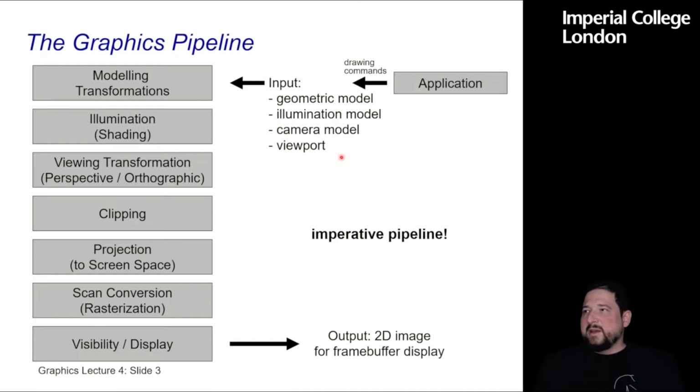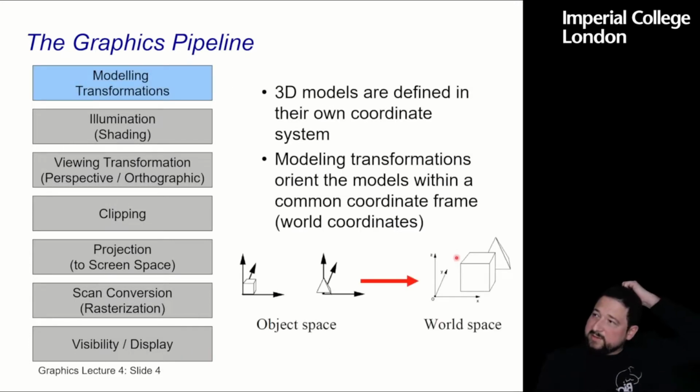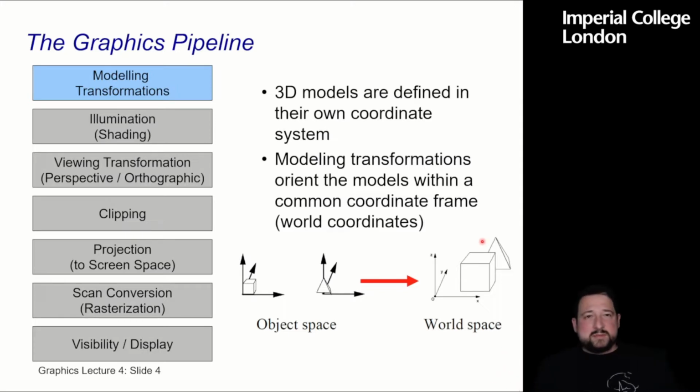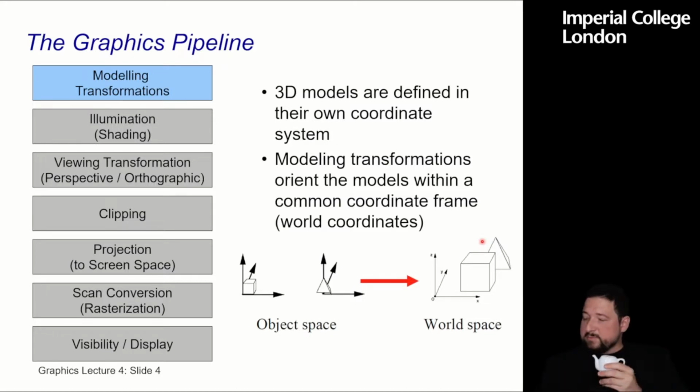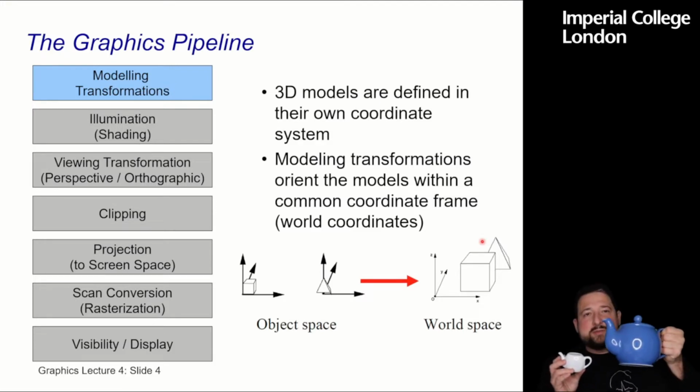And this order is usually bits and pieces we already came across, like modeling transformations, illumination, viewing transformations, clipping, the projection to screen space, scan conversion, or I would rather call it rasterization, and then determining what is actually visible and what to display. So going through the individual stages, the modeling transformation is really just to go from the space where an object was modeled into a coordinate system where it can share space with other objects, right?